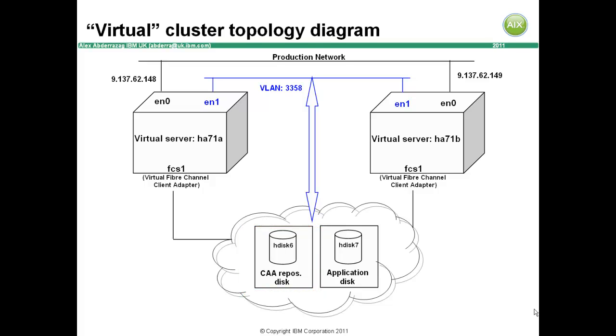PowerHA 7.1 is the first version to use the CAA infrastructure. The CAA disk can be physical or virtual. In my example, it is virtual. In fact, both LUNs are presented using end port virtualization technology.